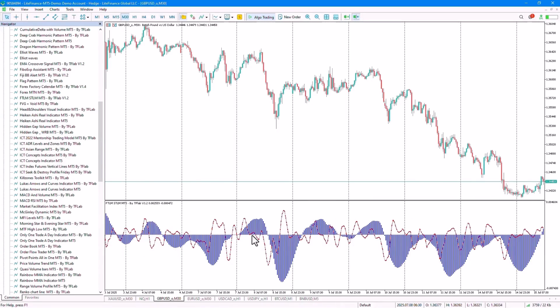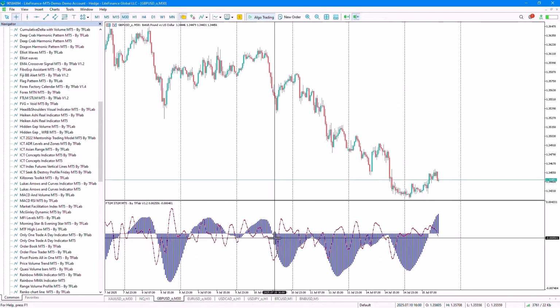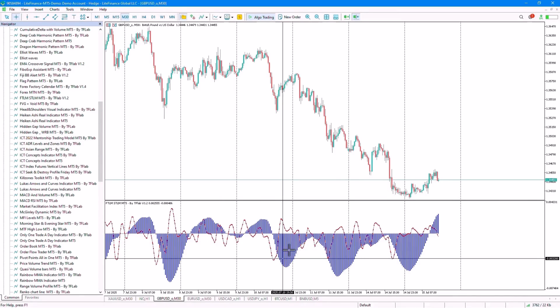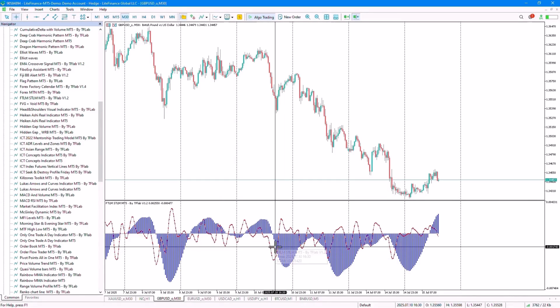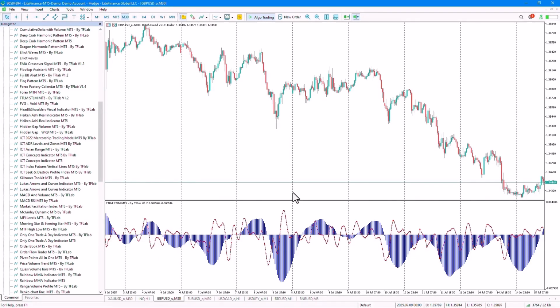When the red line is above the blue histogram, it indicates an uptrend and positive momentum in the market. Conversely, when the red line is below the values of the blue histogram, it signals a downtrend and negative momentum in the market. Traders can also identify trend reversals based on bullish and bearish divergences between the oscillator and the price and enter buy or sell trades in the market.